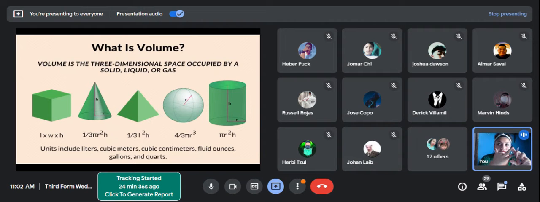So the cone and the cylinder is done in second form, and then the cube and the cuboid is done in first form. So that's how it is broken down. And then you guys in third form work with prisms and pyramids, which is a little bit more complex.